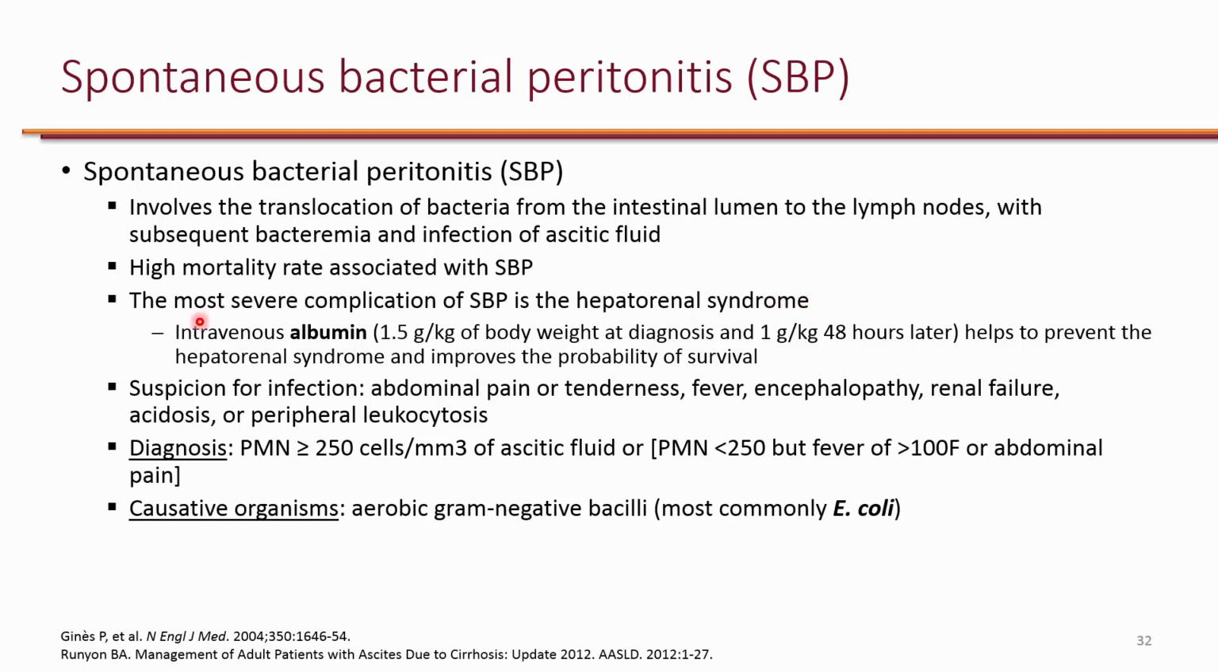It's recommended to use IV albumin 1.5 gram per kilo of body weight at diagnosis, and then 1 gram per kilo 48 hours later. So that would be on day 3. It helps to prevent the hepatorenal syndrome and improve the probability of survival.